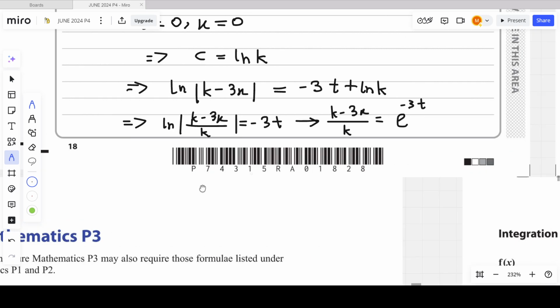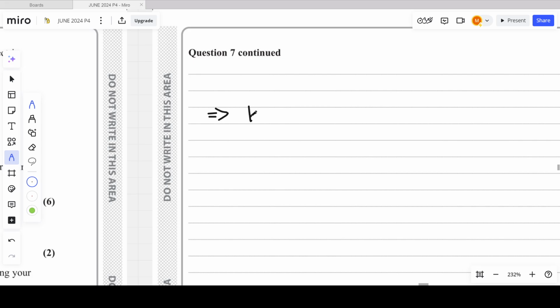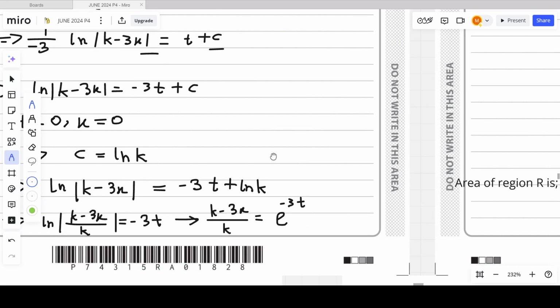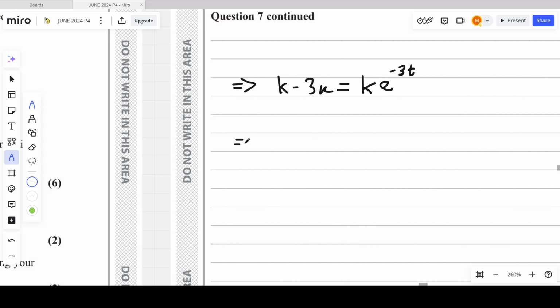If you cross multiply, you will get k minus 3x equals to k e to the power -3t. Fine. Now we need to make x the subject from there. So take 3x to the right side, it will become positive. Then take k e to the power -3t to the left side, it will become -k e to the power -3t. Fair enough.